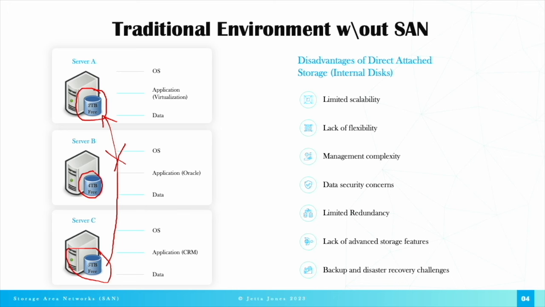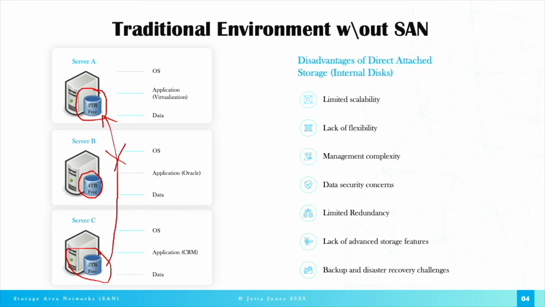And also, DAS does not have all the advanced storage features that are found in a SAN. So features such as snapshots. Remember, snapshots are point-in-time copies that are stored directly on the primary storage array. Deduplication gets rid of duplicate data on the network to save on your capacity. Compression. You can compress your data in many cases 2-to-1 or 3-to-1. That is going to save you storage capacity. Things such as thin provisioning. And we're going to go into these in a little bit more detail.